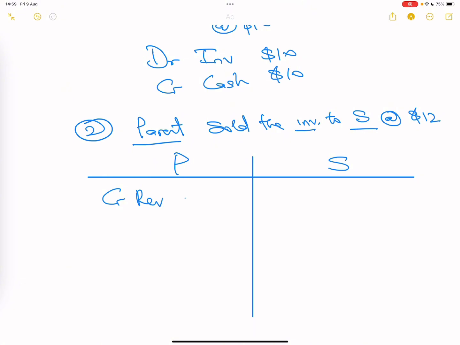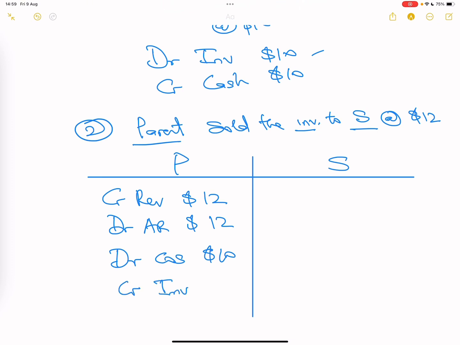So credit revenue $12, it is sold for $12, and debit account receivable with $12. Likewise, you need to recognize cost of sale and remove the inventory because he has sold it. So debit cost of sale with $10 because that's the cost to him, and it's going to remove it from the inventory.